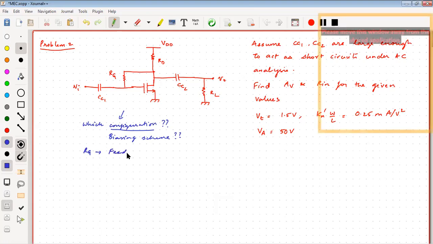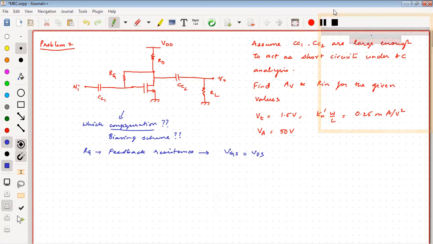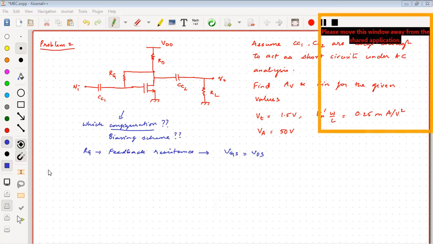So when I use this feedback resistor between gate and drain, what happens essentially is VGS will be the same as VDS. That is what we are trying to do here. VGS and VDS will be the same, right? So let us find the solution for this.